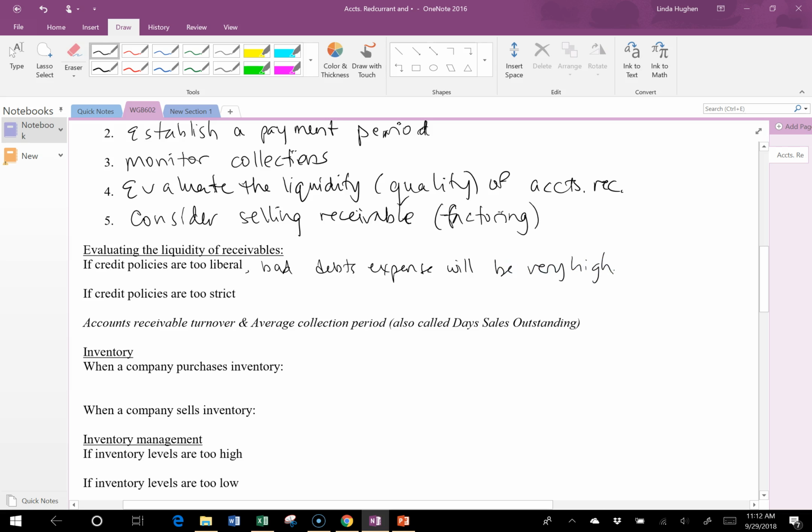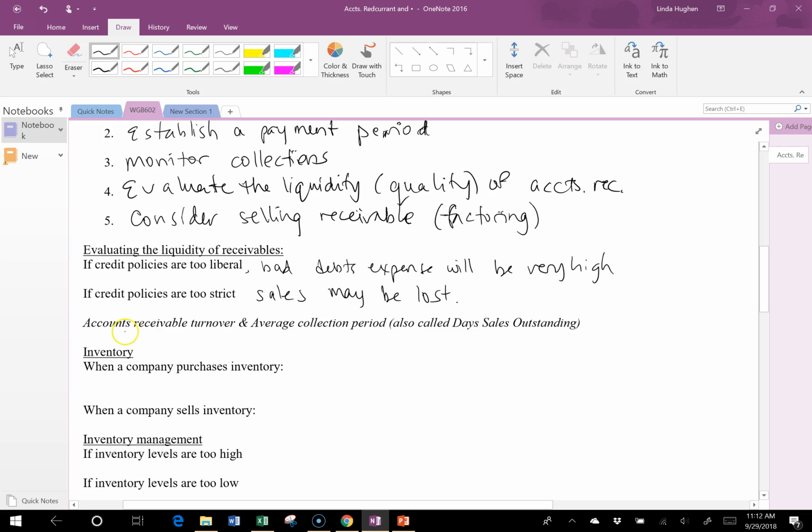If credit policies are too strict, what could the problem be? If we are requiring our customers to have credit scores that are unusually high before we will consider selling to them on credit, well, some of those customers are going to walk away, and they're either going to not buy anything, or they might buy from a competitor who has more reasonable credit policies. So if credit policies are too strict, sales revenue may be lost.